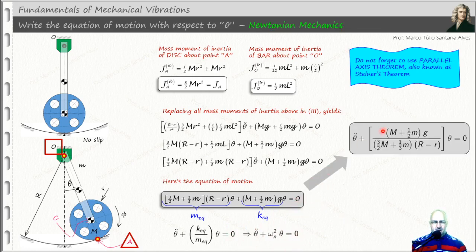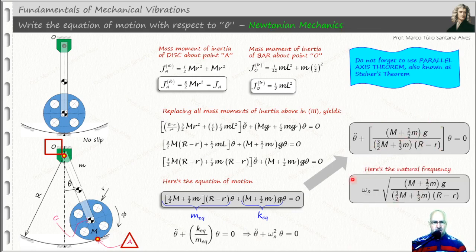So finally, we have the last form of this equation. Just to discuss this term here. The term multiplying theta is the squared natural frequency. So all this term between the brackets here is our squared natural frequency. So the natural frequency is pointed here, okay?